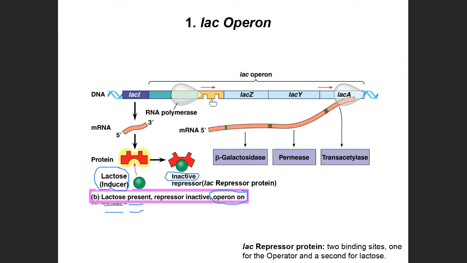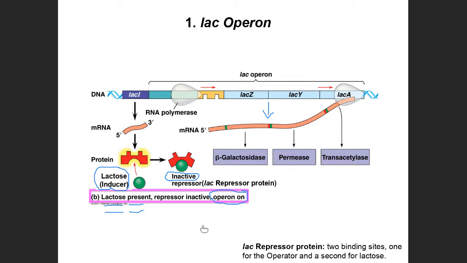It cannot bind to the operator. RNA polymerase, which has been right here by the promoter the whole time, finally says, okay, this guy's out of my way. Therefore, I'm not being inhibited from sliding over and turning on gene expression of the Lac operon by first initiating transcription. So when we talk about operons and gene regulation, it's at the level of transcription that we're talking about gene regulation.